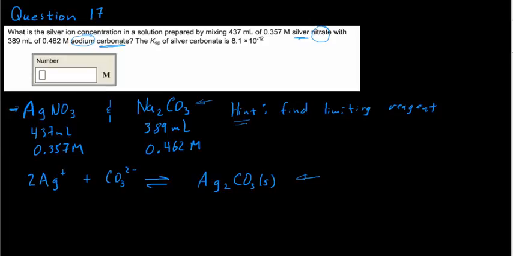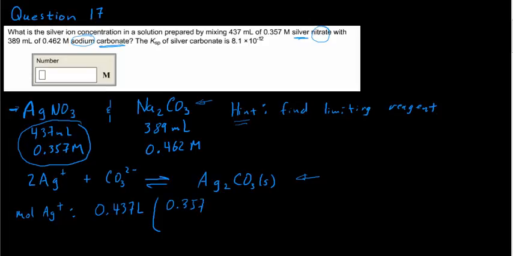So let's first calculate how many moles of silver ion we have. We can do that given the volume and the molarity. So the volume in liters is 0.437 liters, and the molarity tells us that we have 0.357 moles of silver nitrate. Now for every 1 mole of silver nitrate, you get 1 mole of silver cation, so I'm just going to use that stoichiometry right from the get-go. So 0.357 moles of silver for every 1 liter of silver nitrate solution. This lets us calculate the moles of silver ion that we have.